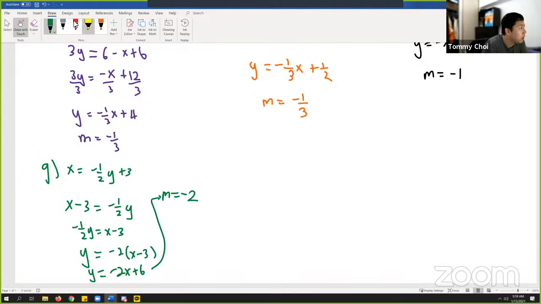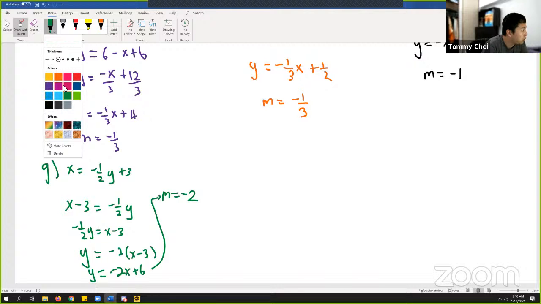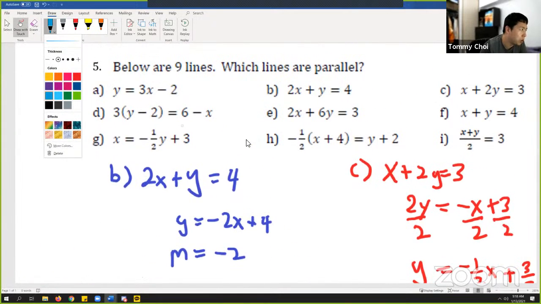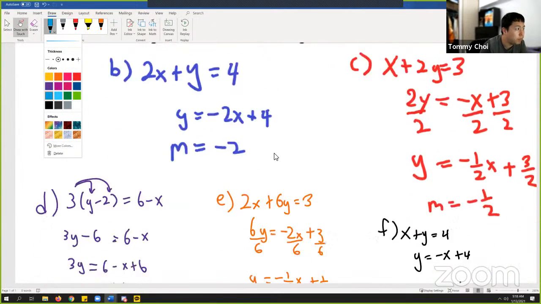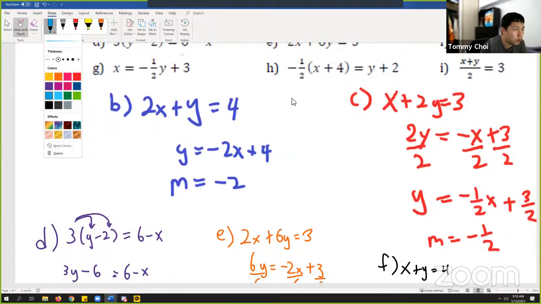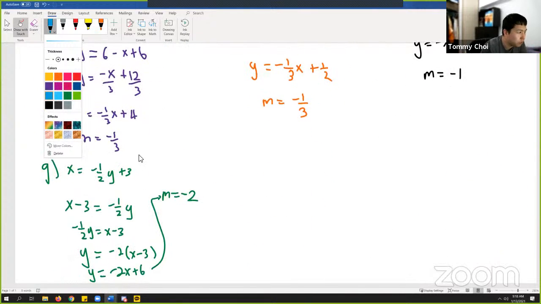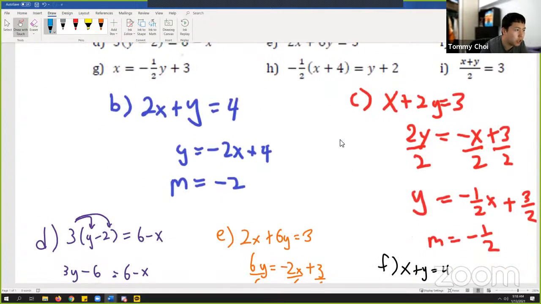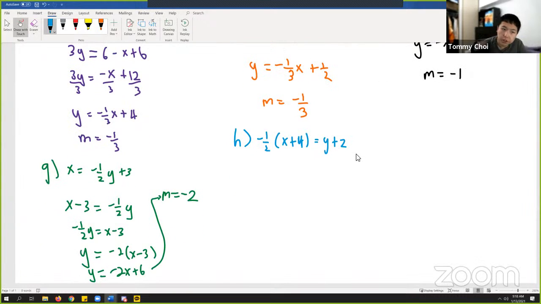Okay. We got 2 more to go. We'll use light blue for the next one, or just blue, I guess. H, we got this one here, negative 1/2 x plus 4 is equal to y plus 2. Make sure I copied that down correctly. Yes. So for here, same idea.